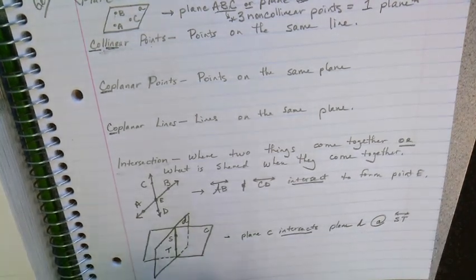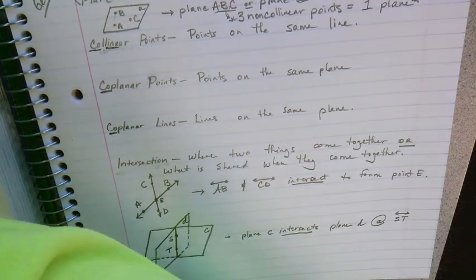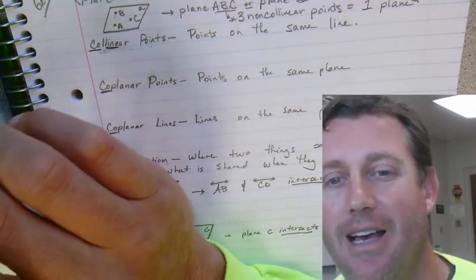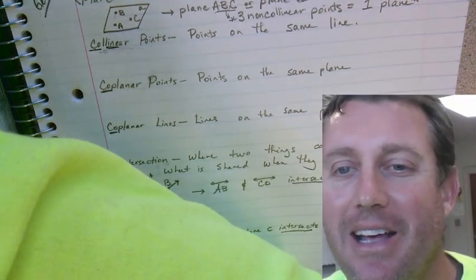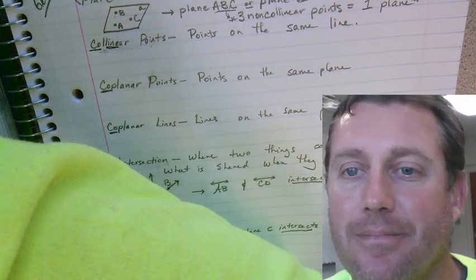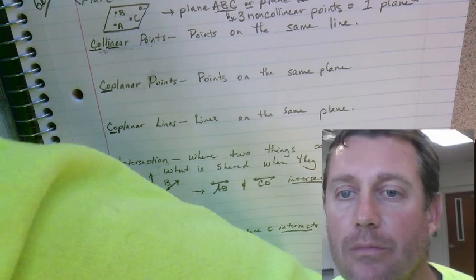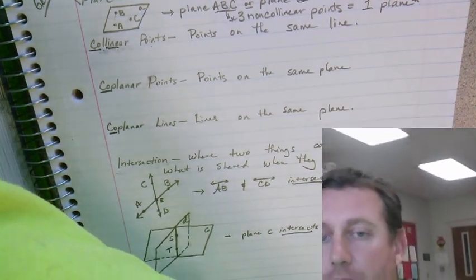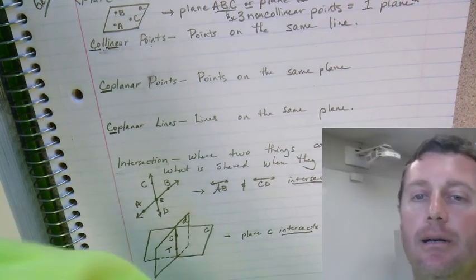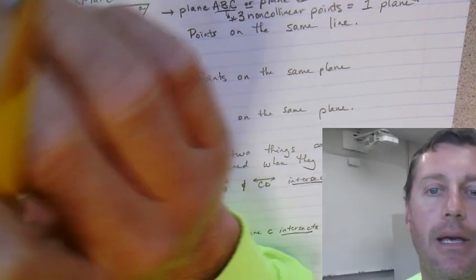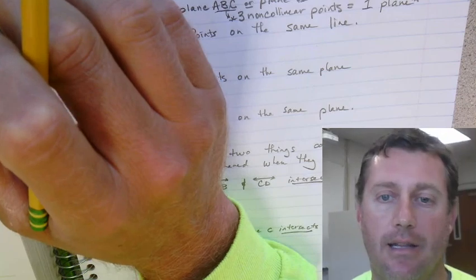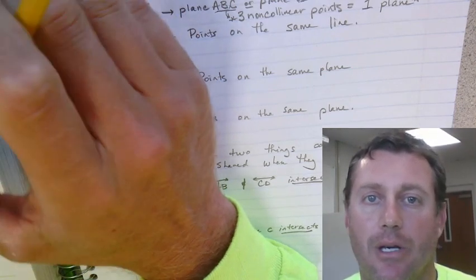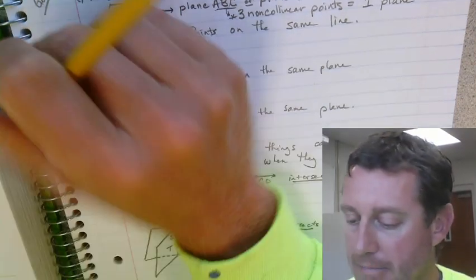I'm not a huge stickler as far as you guys drawing. I understand some of you are really good artists, and some of us, not so much, which is okay. But what I will tell you is this: when you look at diagrams, I will be making sure that you understand that the dotted line is in the background. So just keep that in mind.